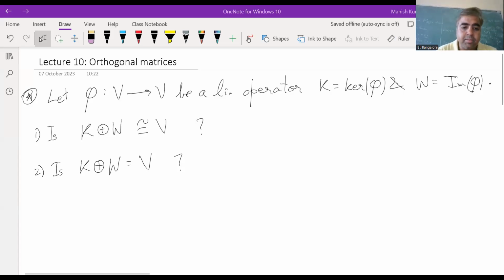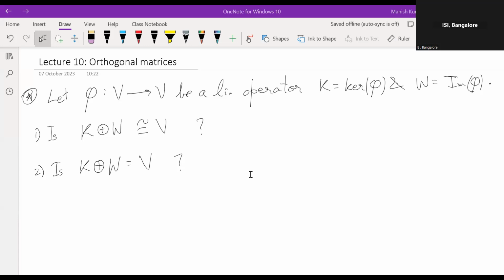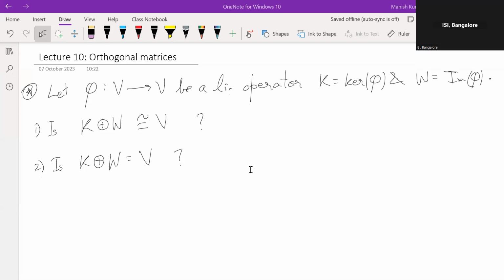So last time we talked about the isomorphism theorem. Let's see what that means for us in this context. Say phi is a linear operator on a finite dimensional vector space V. Let K be the kernel of phi, so it's a subspace of V, and W is the image of phi. So first of all, is K direct sum W isomorphic to V?